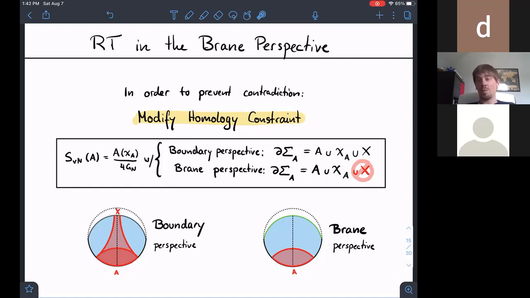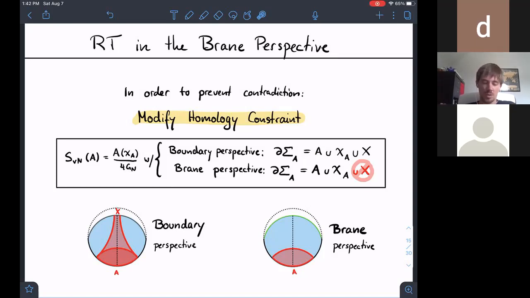So it only needs to be homologous to A up to terms in the brane. Whereas if I want to do this in the brane perspective, I do not allow this weaker homology constraint. Instead, what I want to do is essentially do standard AdS/CFT by treating the brane as well as the asymptotic boundary as a boundary.